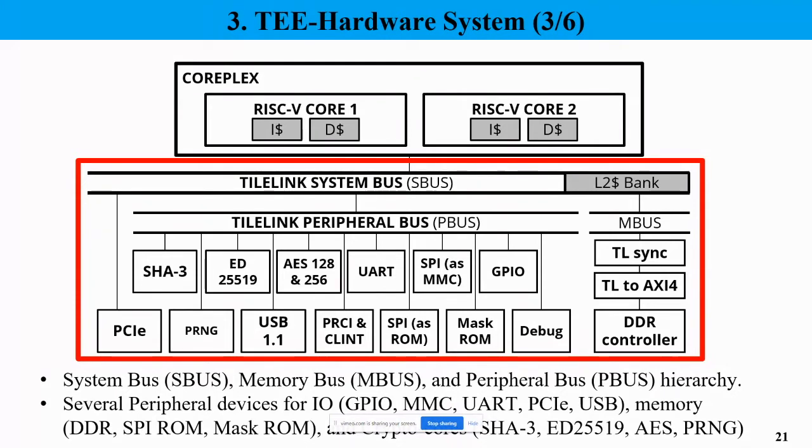Attached to the memory bus, the system contains regular input-output devices like GPIO, multimedia, CAN controller, UART, USB, and PCIe. It also contains the memory devices for programs and data such as the Mask ROM, the SPI ROM, and the DDR controller. The crypto generators are also attached to the peripheral bus, whose configuration and data input and output are memory mapped using register routers.